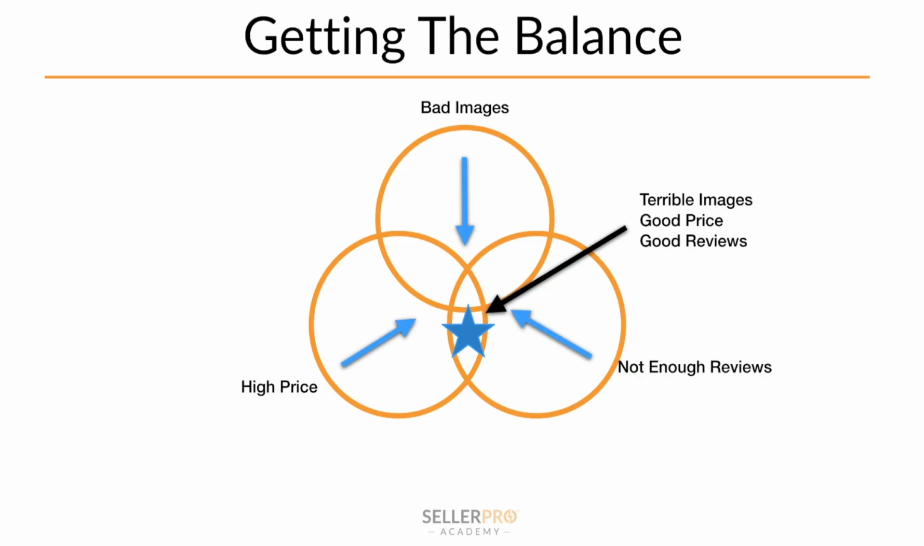Equally, we might have something that has really terrible images. It's outside of that circle. It has a good price and good reviews, but the images are awful. You don't ever want to be outside one of these circles, and this means you need to do a lot of work. This is probably one of the most common things people struggle with. To be honest, the 2 things people struggle with the most are the images and the reviews.